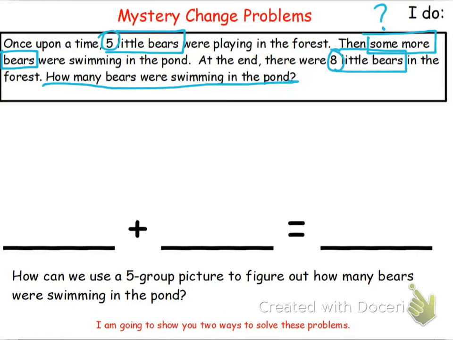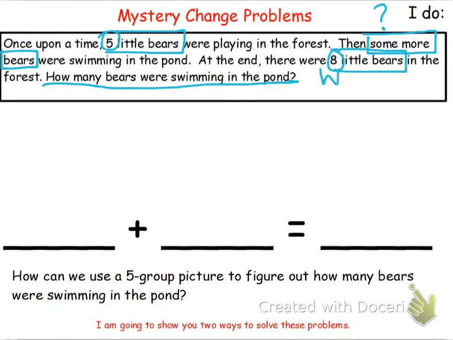Then some more bears were swimming in the pond. At the end, there were 8 little bears in the forest. Well, we know that 5 was playing in the forest, some more were swimming in the pond. At the end, there were 8 little bears in the forest. This 8 is our whole. That's how many are playing in the forest all together.